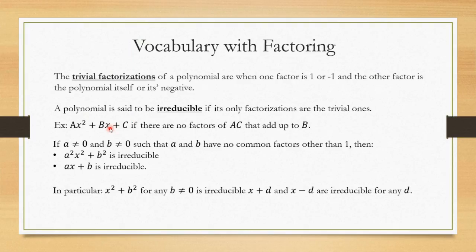Okay. In fact, we have this. A trinomial like this, if there are no factors of a times c that add up to b, then this trinomial is irreducible. In other words, if you try the methods we used in class and they don't work, then it's irreducible.